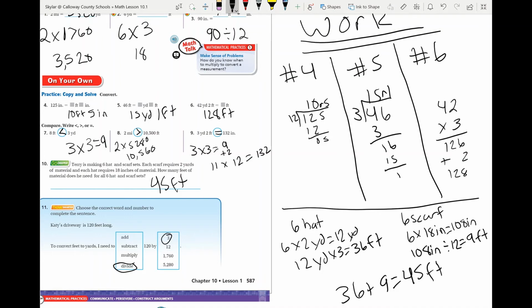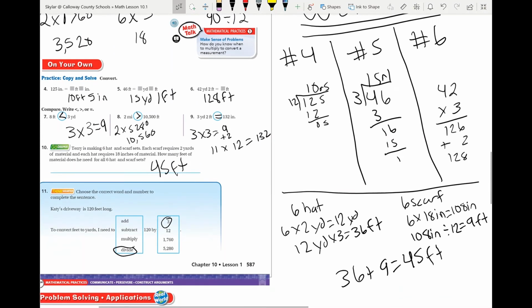Now, number 10 was a tricky one. I had confidence in you all. Let's see if it paid off. Let's see how we did. So, Terry is making 6 hat and scarf sets. Each scarf requires 2 yards of material, and each hat requires 18 inches of material. How many feet of material does he need for all 6 hat and scarf sets?